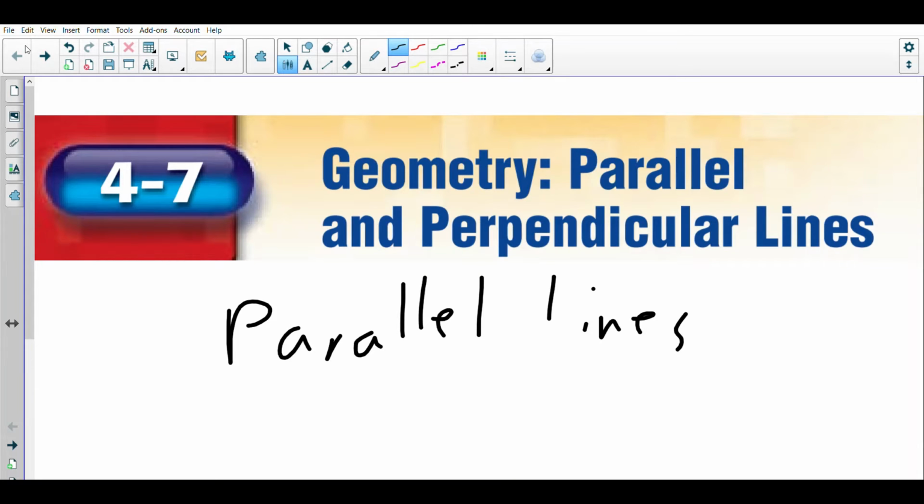In today's lesson, section 4-7, we're going to talk about some parallel and perpendicular lines. This section is going to be split into two parts. First part of it, we're going to do parallel lines. So it's two short videos on this section.